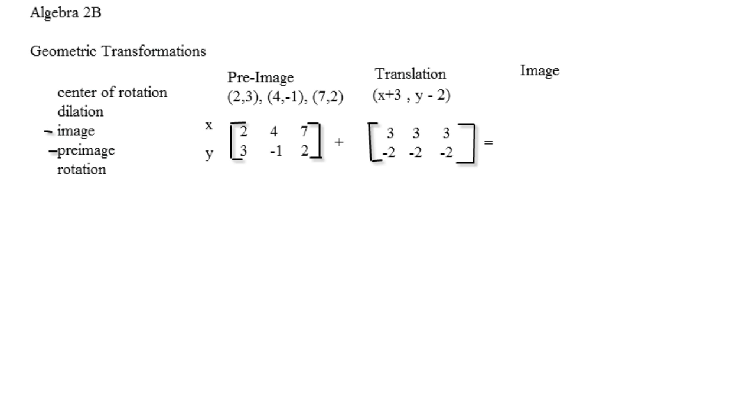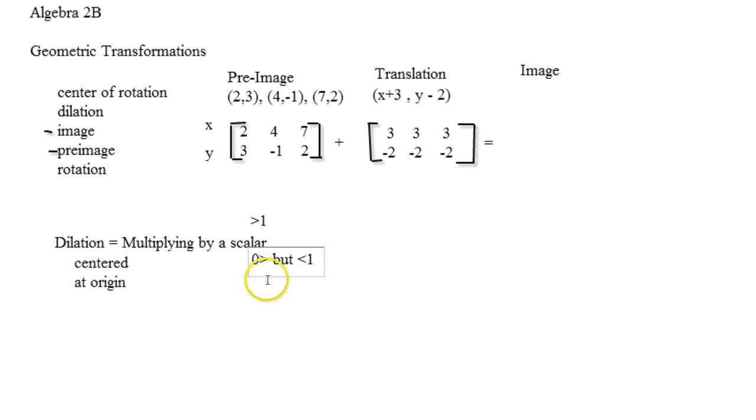Translations are really easy to work with. Now, if we were doing a dilation, and the dilation has to be centered at the origin, you're just going to multiply by a scalar. If you're enlarging, the scalar is going to be greater than 1, and if you're shrinking, it's going to be greater than 0 but less than 1.